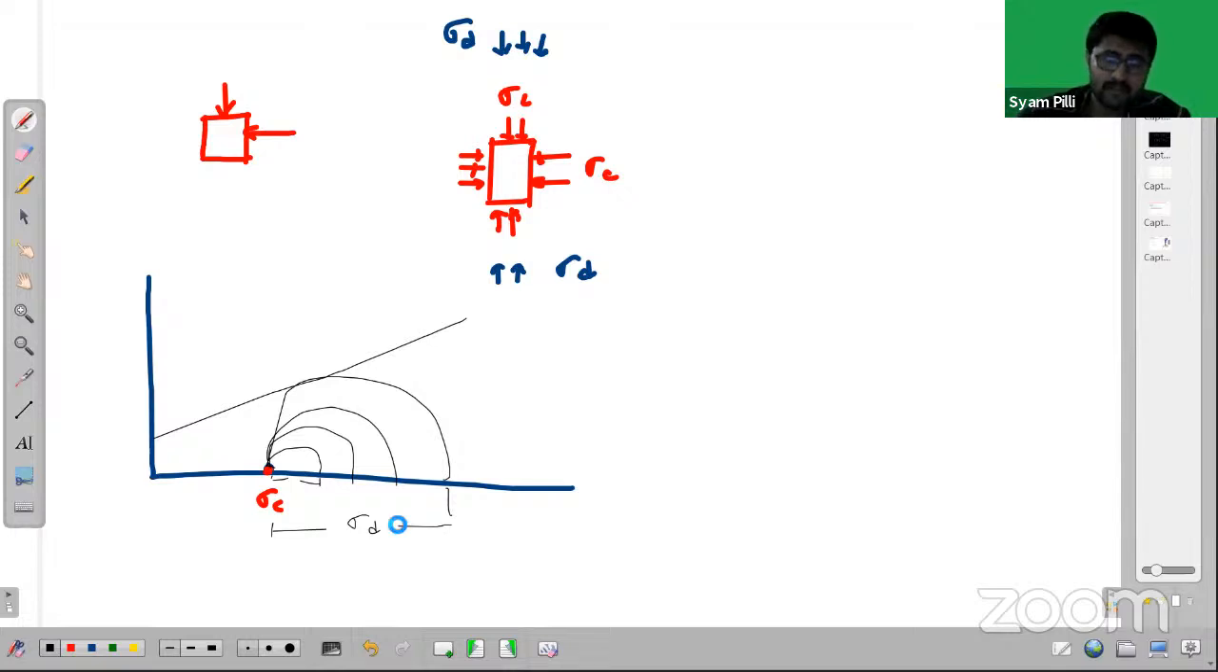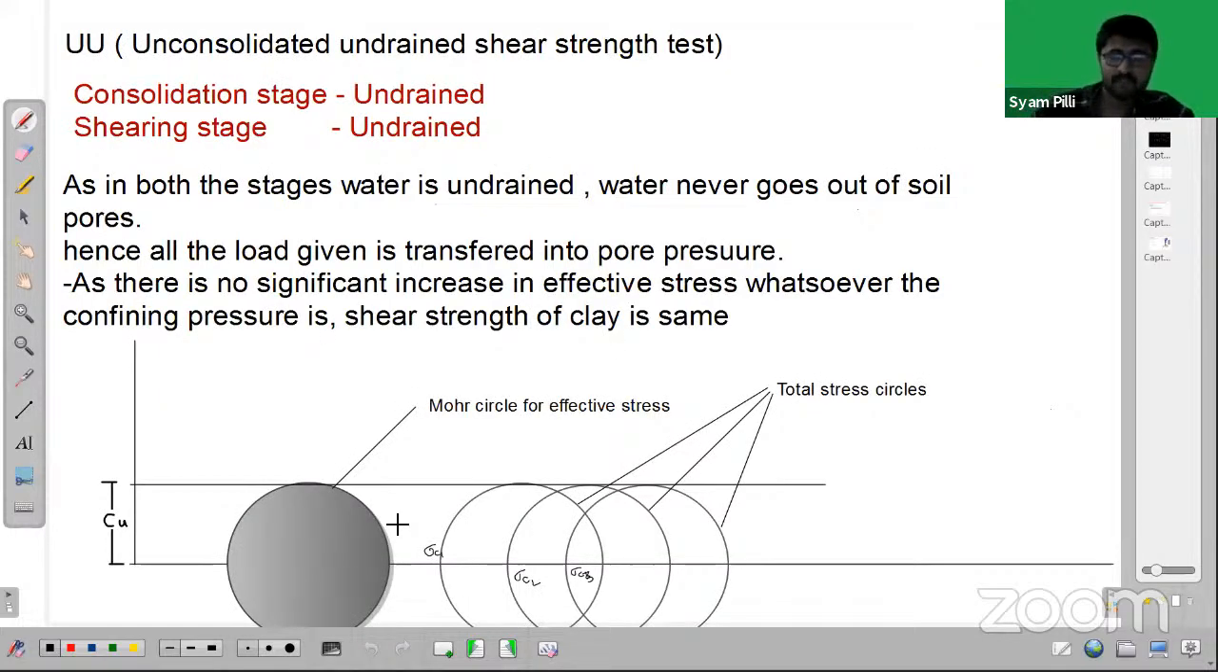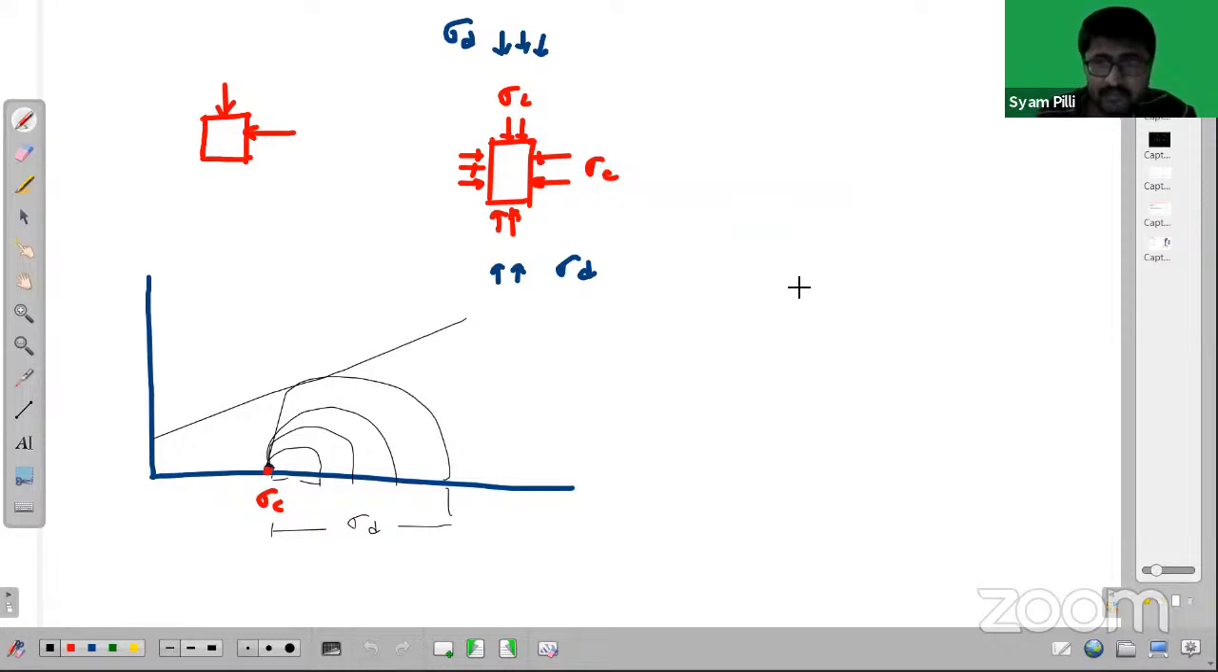And we said one more thing, that the test consists of 3 kinds, right? According to the drainage conditions, we have 3 kinds of tests. So you have UU test, you have CU test, you have CD test. एक क्वेश्चन पूछा गया था, सर why not UD?